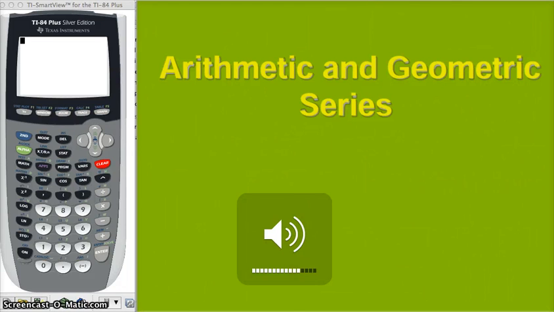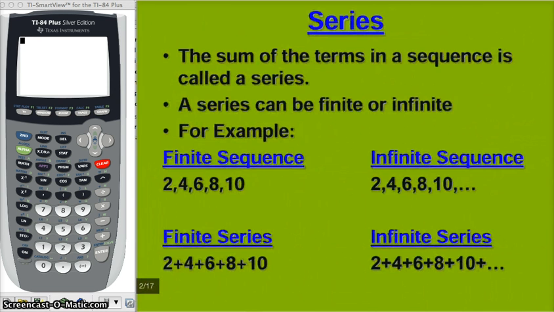Okay, so now I want to talk to you about arithmetic and geometric series. A series is the sum of a sequence. A sequence is a set of numbers that follow a pattern. So when we talk about a series, it can be either finite or infinite. Finite meaning that it stops, infinite means it keeps going.